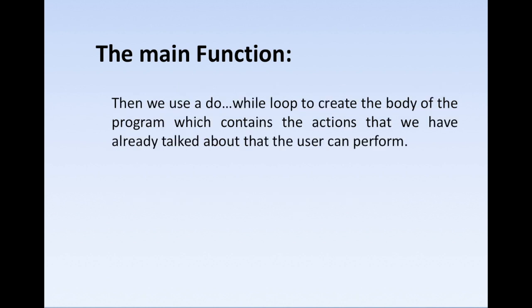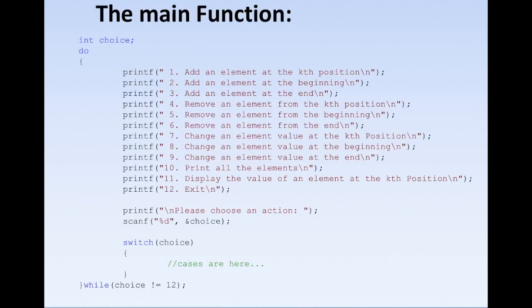Now we're going to use a do while loop to create the body of the program that will include all the actions that you can do. We're going to have the user select one of these options, which represent the functions that we did. We take in his choice, and then we switch on choice and have all the choices inside here.